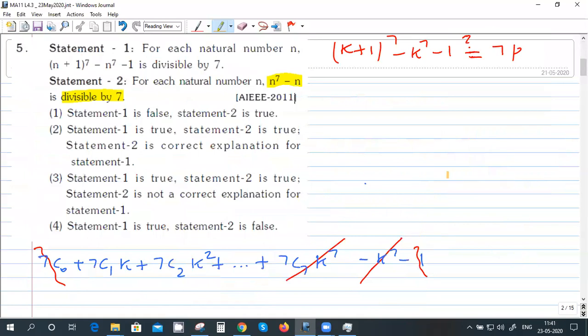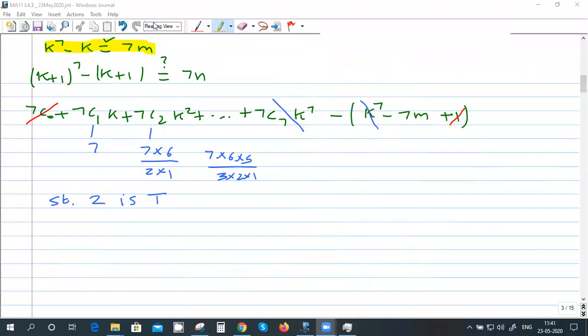This also last time we got stuck. Here there are two statements. The statement one is this one. This is divisible by 7. Statement 2 is n raised to the power 7 minus n is divisible by 7. Sometimes it's easy to check the statement 2 first and then the statement 1 later. So if we try to check the statement 2, n raised to the power 7 minus n is divisible by 7. Assume it is true for k. From that we have to check for k plus 1.